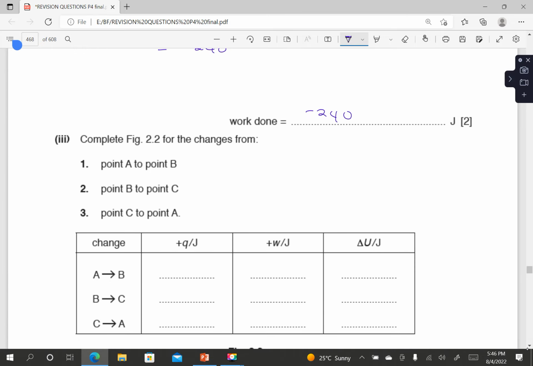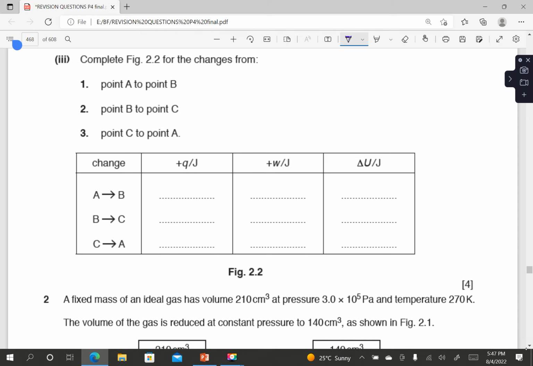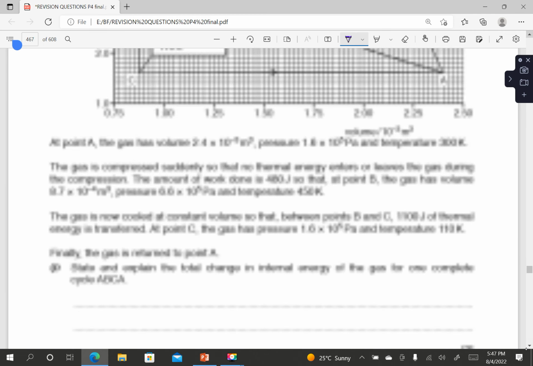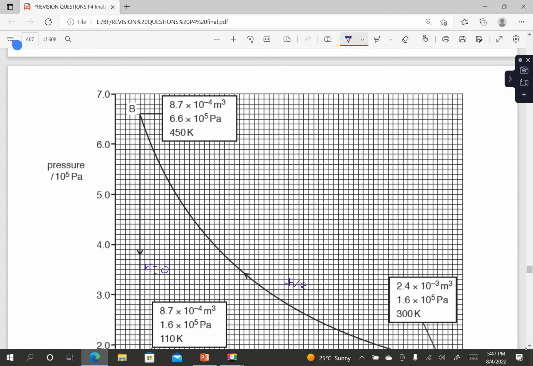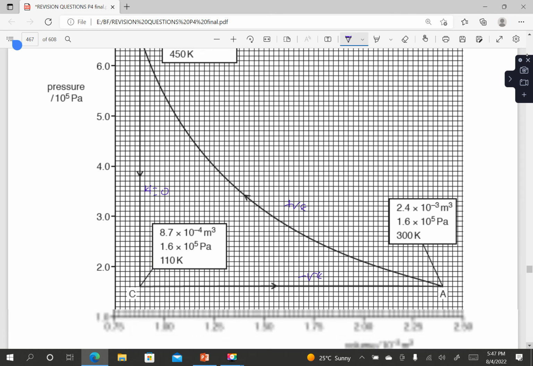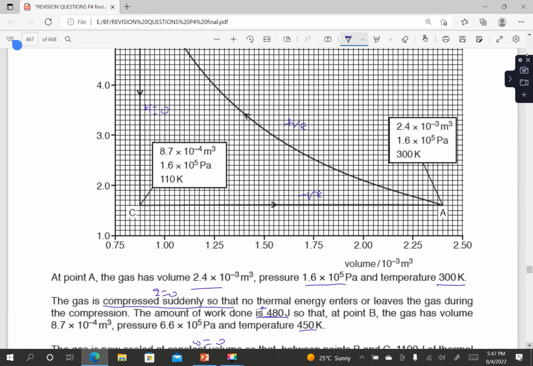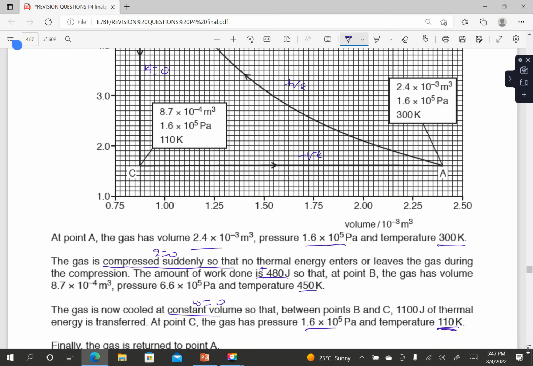So complete the figure for the changes from point A to B, point B to C, point C to A. So we can begin with what is given in the table, I mean, in the explanation. A to B. Let's check A to B. What can we see from A to B? It is a compression.